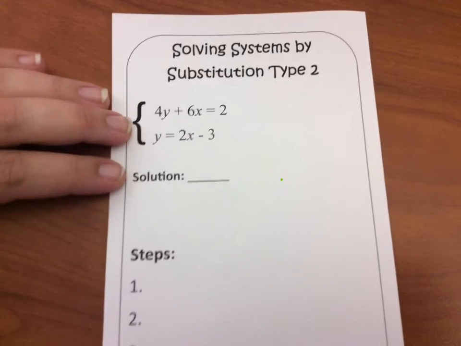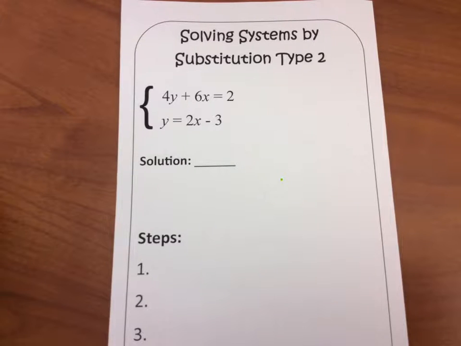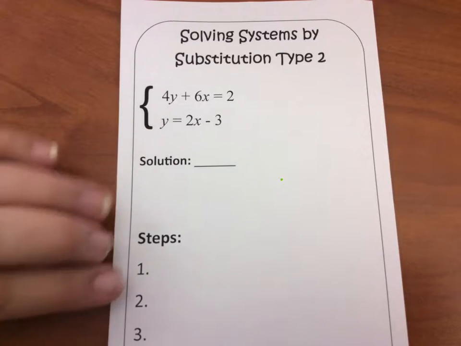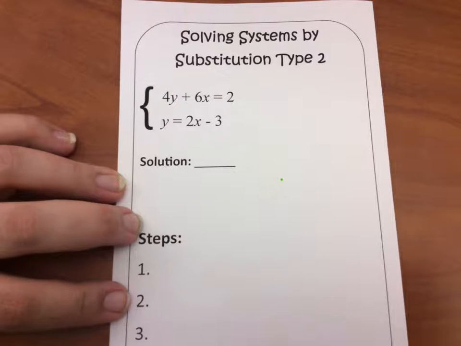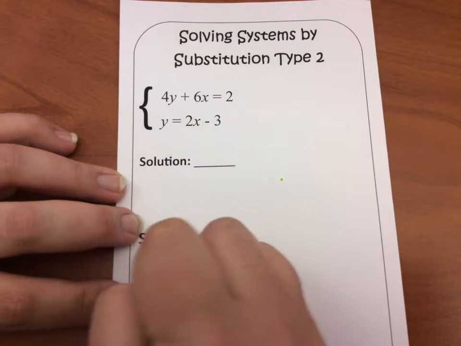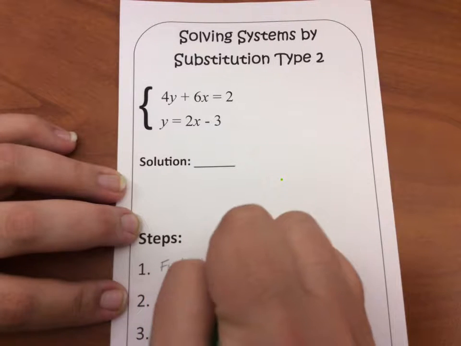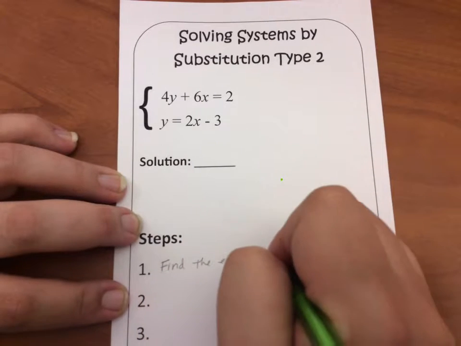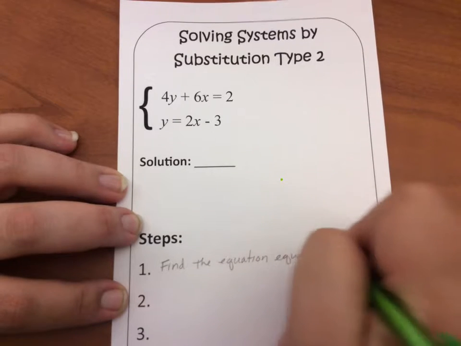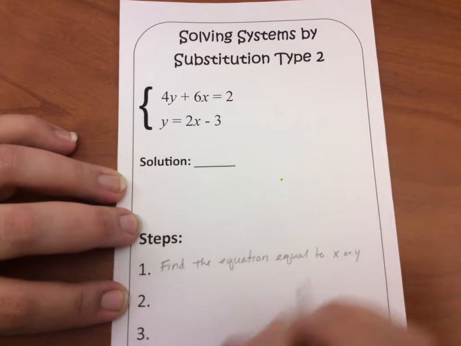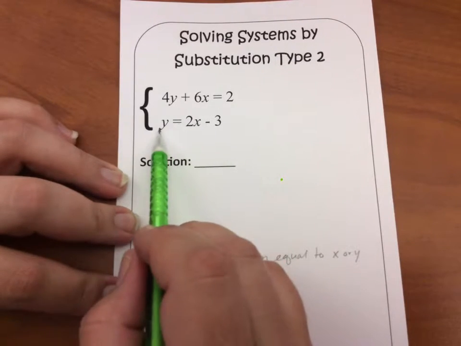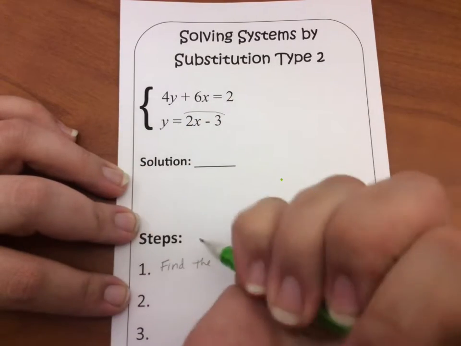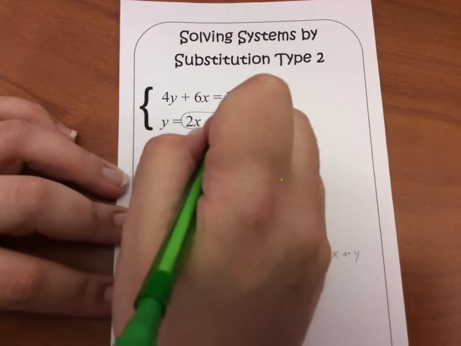So let's write down the steps, and as we write down the steps, we will follow the example. Our first step is to figure out which equation to use first. So first thing we do is find the equation that's either equal to x or equal to y. So that's the first part of step 1. This one says equal to y, so I'm going to use this one.